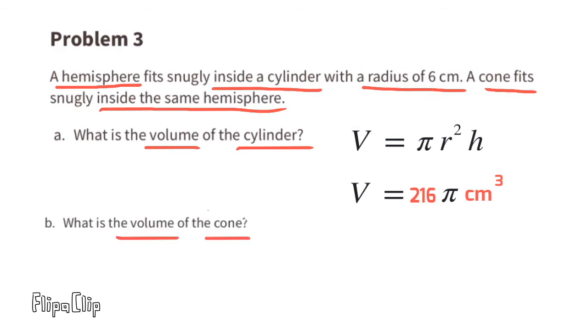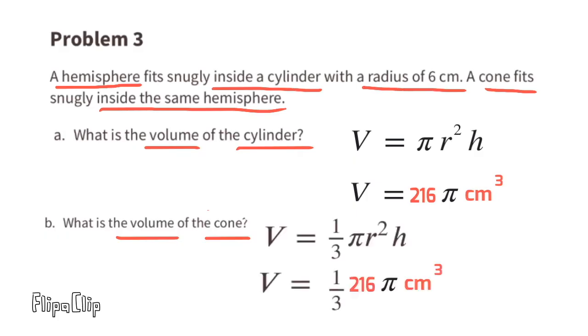B. What is the volume of the cone? The volume of a cone is 1/3 the volume of a cylinder with the same radius and the same height. So the formula is volume of a cone is 1/3 pi r squared times height. So the volume of this cone is going to be 1/3 of 216 times pi centimeters cubed. And 1/3 of 216 is 72. So the volume of this cone is 72 times pi centimeters cubed.